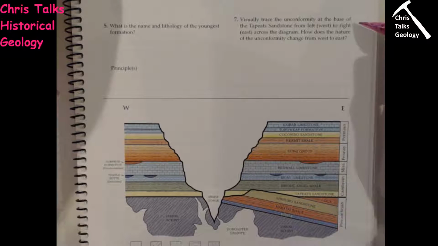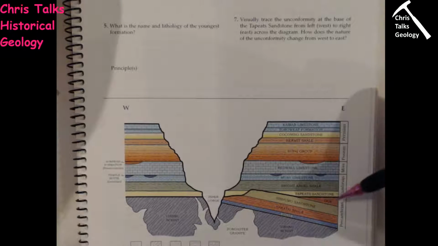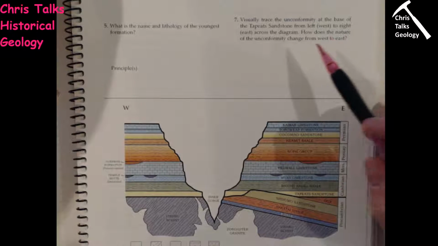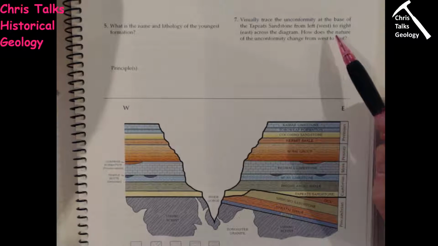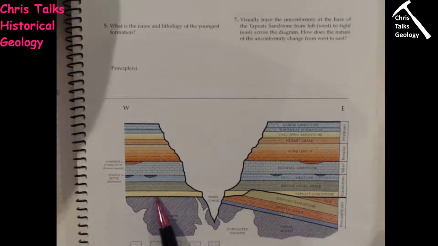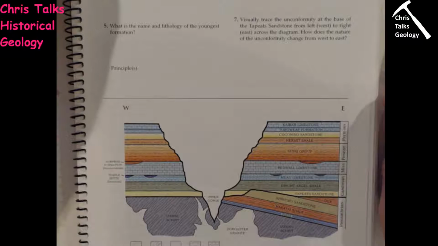Visually trace the unconformity at the base of the Tapeats sandstone. Tapeats sandstone is down here, this yellow layer. From left to right. So obviously the western side of the gorge is going to be over here. The eastern side of the gorge is going to be over here. How does the nature of the unconformity change as we go from the west to the east?